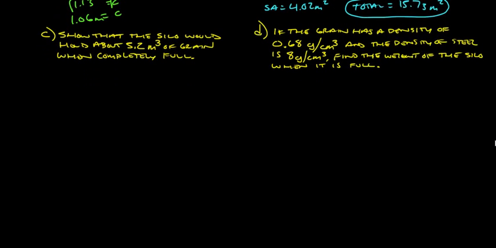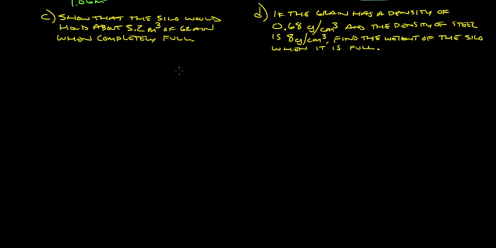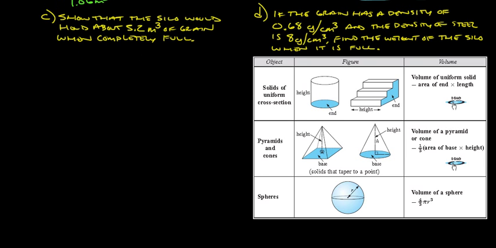Let's move on to C. It says show that the silo would hold about 5.2 cubic meters of grain when completely full. Okay. So with that, we're going to need some volume formulas, and this is back from the volume section.